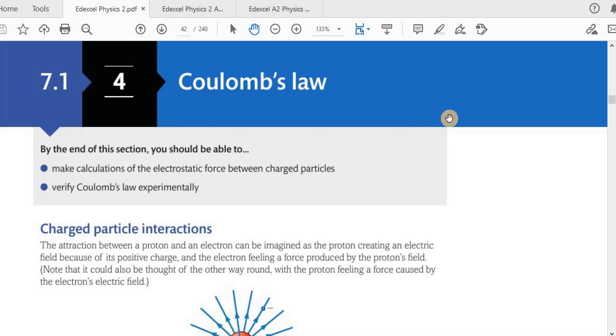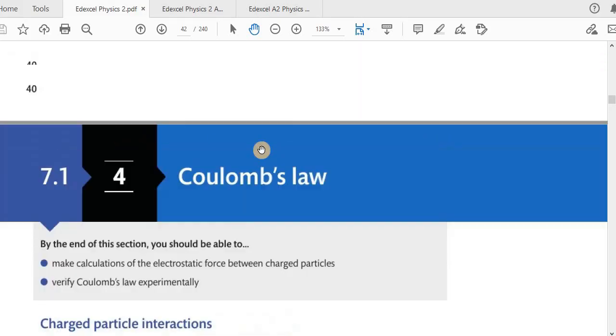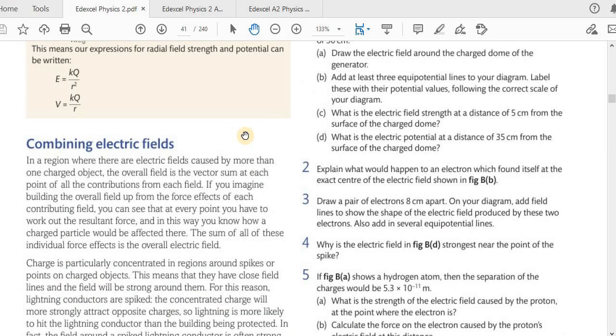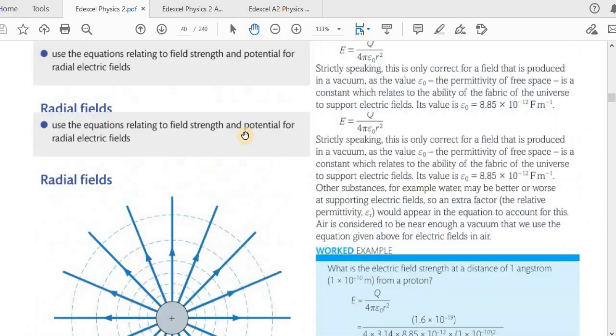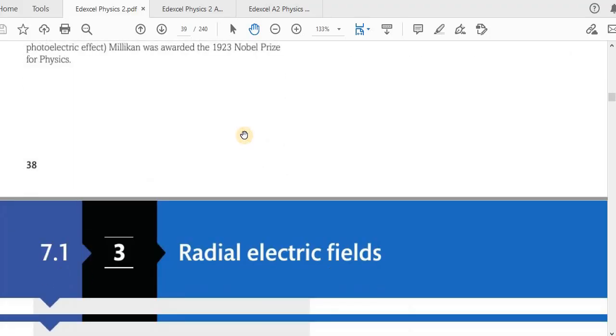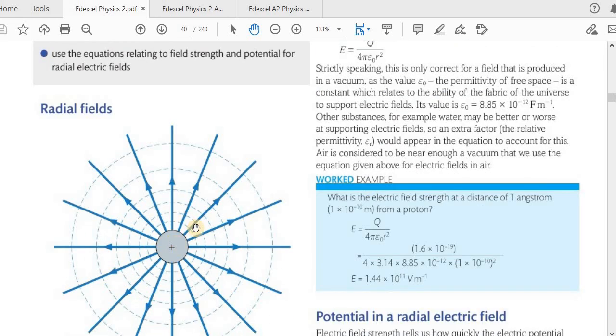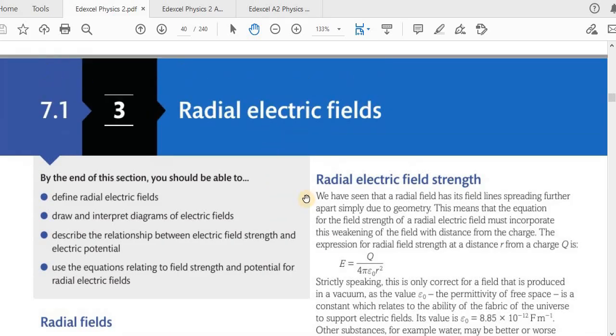The next topic is Coulomb's law. This is chapter 7.1 part 4. Previously we learnt about electric fields. As you can see here, this was what we learnt in the previous video: radial electric fields, and we learnt that this is the equation for electric field strength for a radial electric field like this. This is what we learnt in the previous lesson.